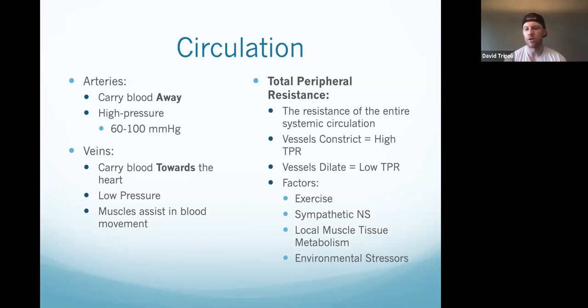So what changes that? Exercise, again, muscles or things that are asking for more blood are going to dilate. So there's going to be less pressure there. Sympathetic nervous system, local muscle tissue metabolism, again, that local muscle we just talked about, and then environmental stressors. If you just think of when the body needs it, it typically is going to dilate, or you can have some type of reactions and the vessels are going to constrict.